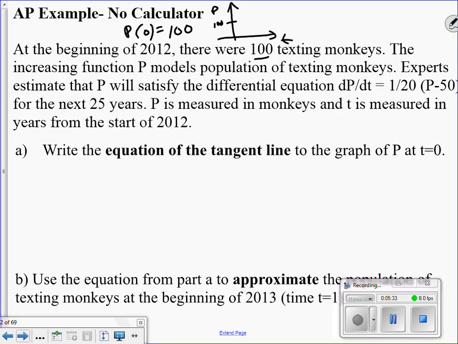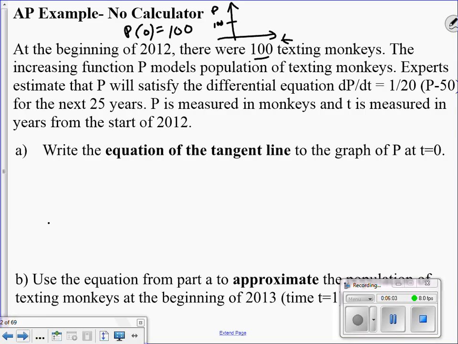Okay, so this question is going to start out with some oldies but goodies. We're not going to do anything right away like we've been doing recently. I'm going to kind of bring it back. So we're going to start out by writing the equation of the tangent line to the graph of P at t equals 0. How do we write the equation of the tangent line to the graph of P at 0? I don't want specifics, just in general.